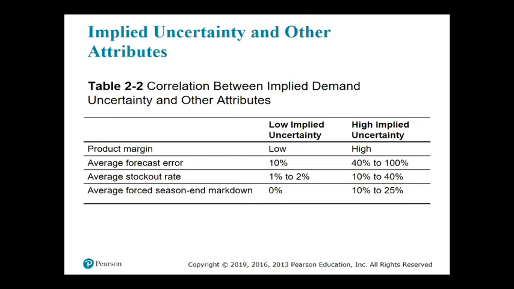And of course, if there is lower demand uncertainty, that means forecast will be easier and forecast error would be smaller. And lower demand uncertainty also means that it will be easier to match supply and demand. And then since it's easier to match supply with demand, there is a lower likelihood of overstock, which will tend to reduce the likelihood of end of season markdowns.